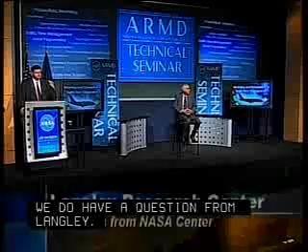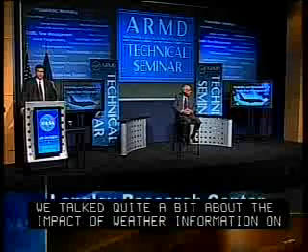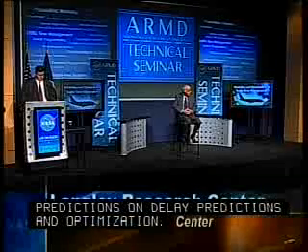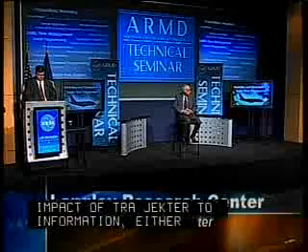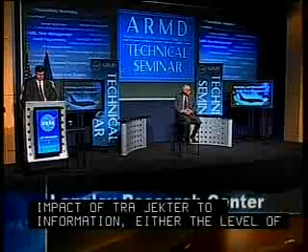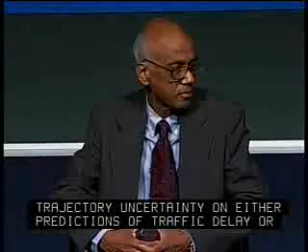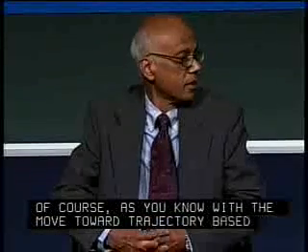Hi, this is Richard Barheit. I want to thank you for your excellent presentation. You talked quite a bit about the impact of weather information on delay predictions and optimization, and I'm wondering if you might comment on your thoughts of the impact of trajectory information, either the level of trajectory information or trajectory uncertainty, on either predictions of traffic delay or your optimization. Of course, as you know, with the move towards trajectory-based operations and JPDO, this will probably be a big factor. Thank you.